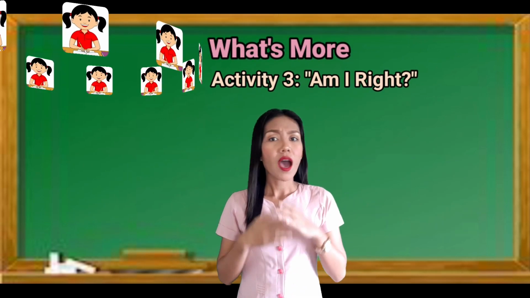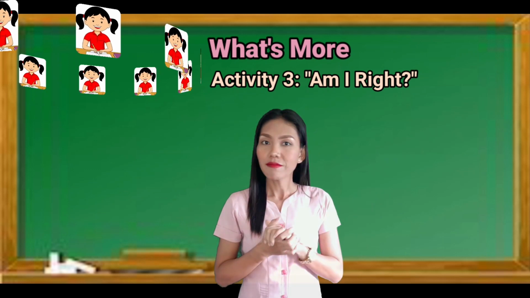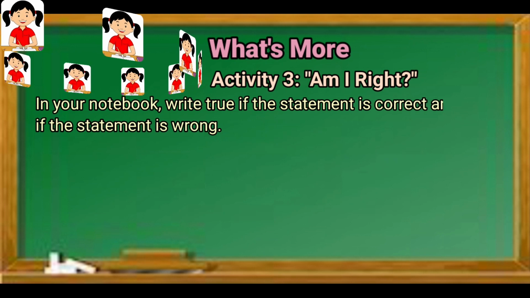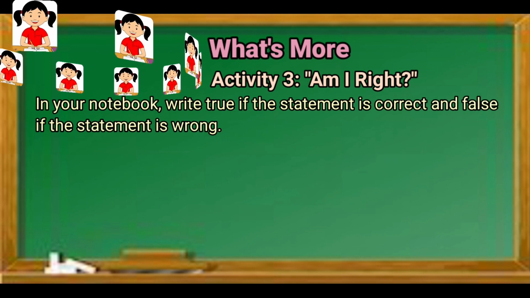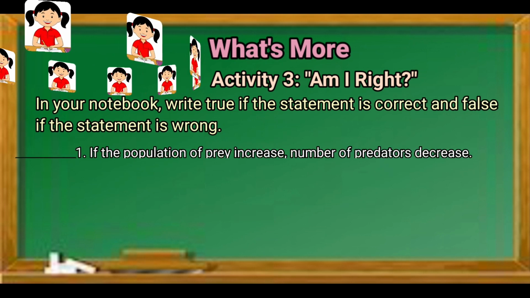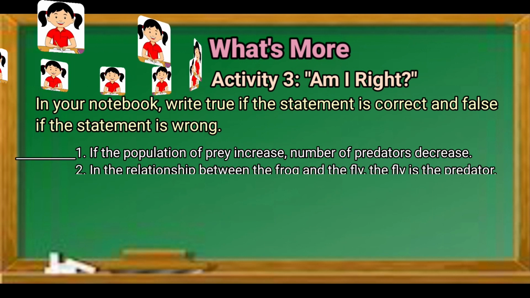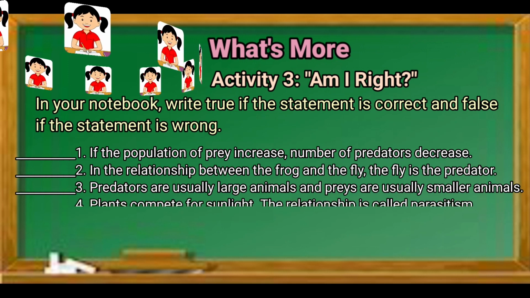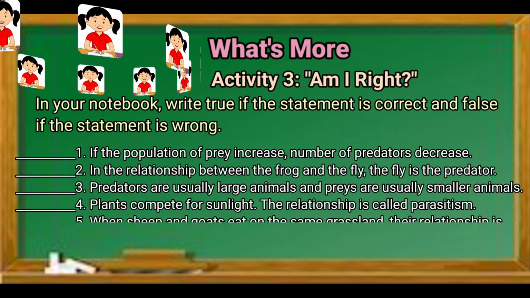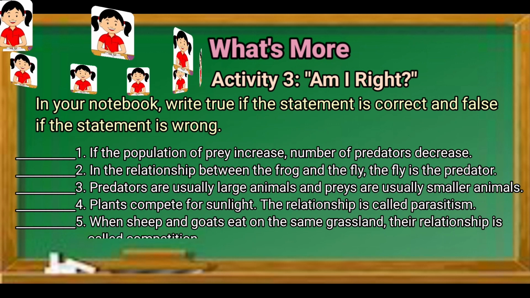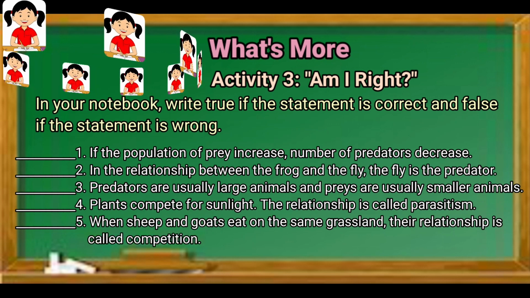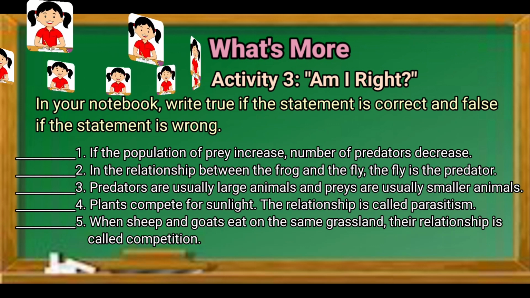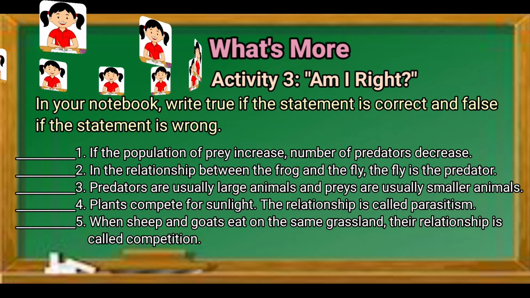Activity 3. Am I right? In your notebook, write true if the statement is correct and false if the statement is wrong. First, if the population of prey increases, number of predators decreases. Second, in the relationship between the frog and the fly, the frog is the predator. Third, predators are usually large animals and preys are usually smaller animals. Fourth, plants compete for sunlight. The relationship is called parasitism.